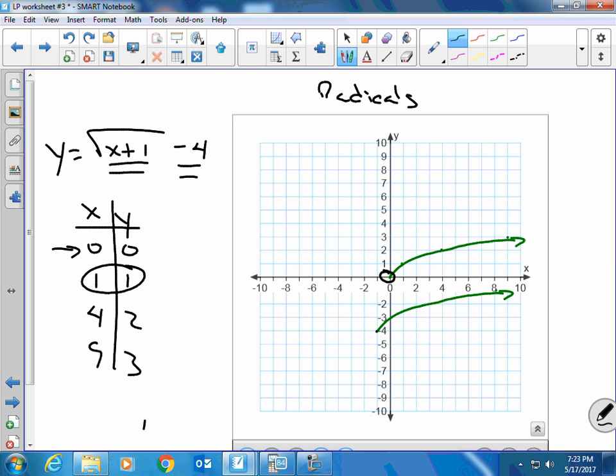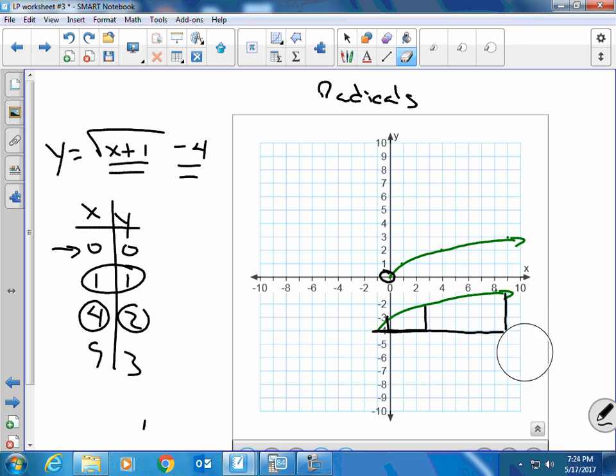Over 1 for the x, up 1 for the y. Over 4 for the x, up 2 for the y. So I go over 1 for the x, up 1 for the y. Back to the starting point. Over 4 for the x, up 2 for the y. Over 9 for the x, and up 3 for the y. I missed. That was over 10. Over 9 from the starting point. Over 9 and up 3.